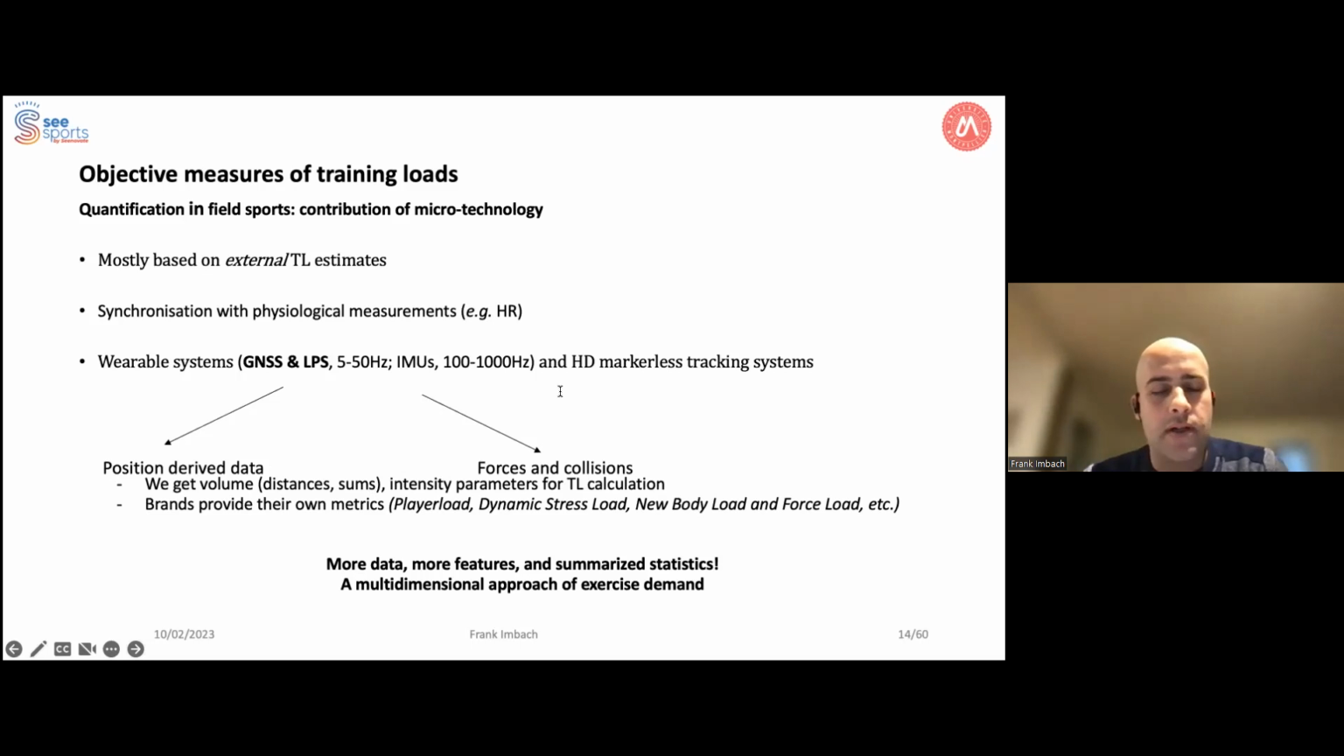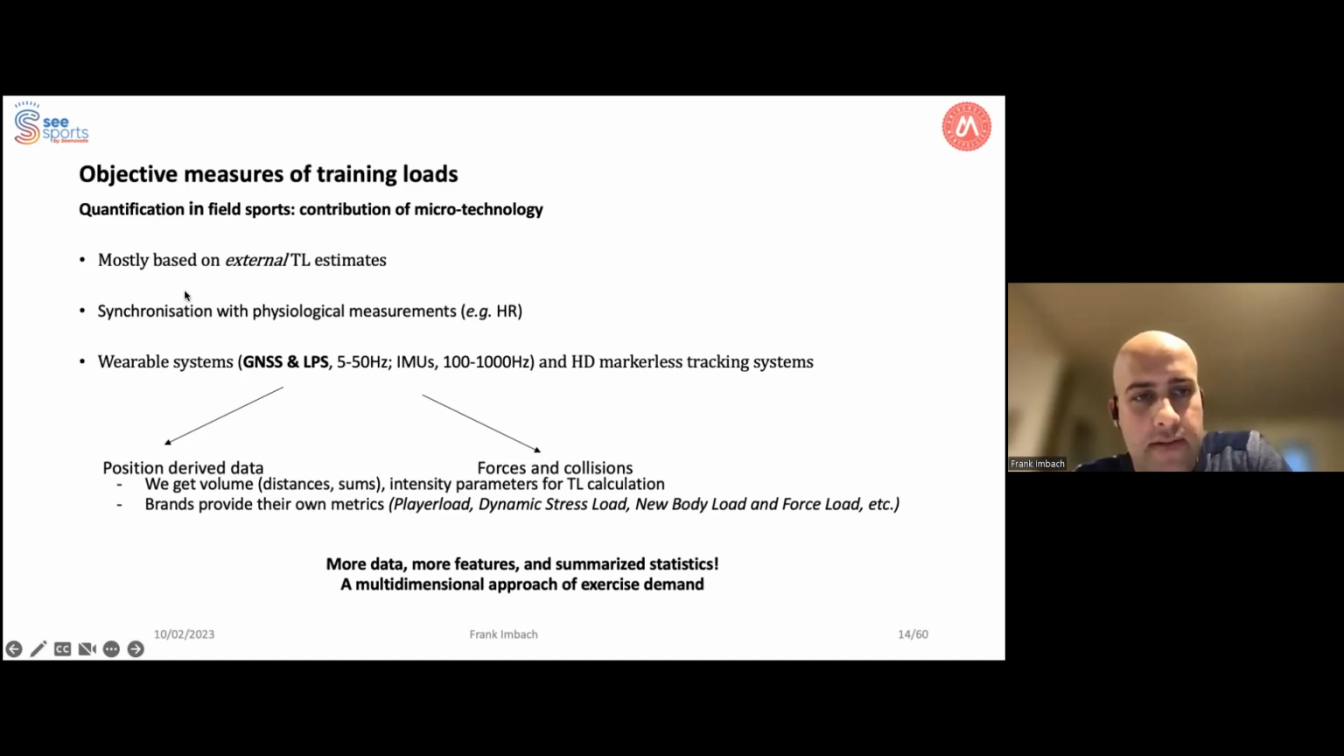Okay, now we move on to the field. The first thing I should say is that the rise of technology just brings so many systems, such as GNSS and so on, which, as you said in the introduction, produce the large amount of data we are dealing with, and this data is mostly used for estimating training loads externally.